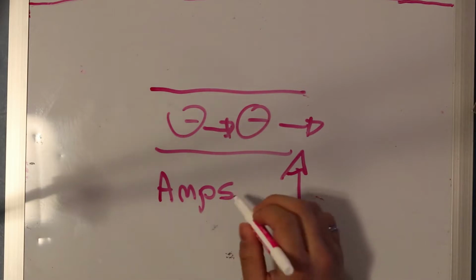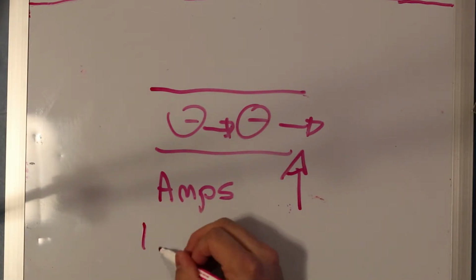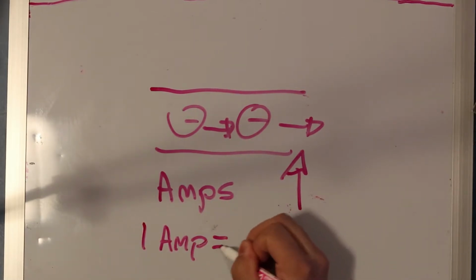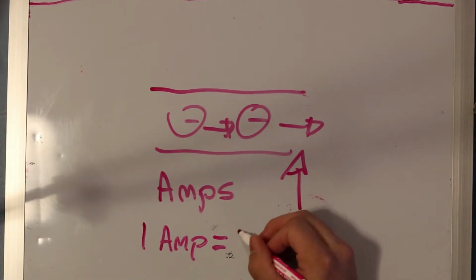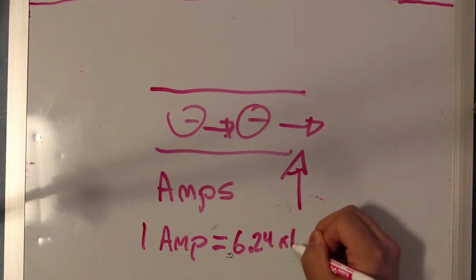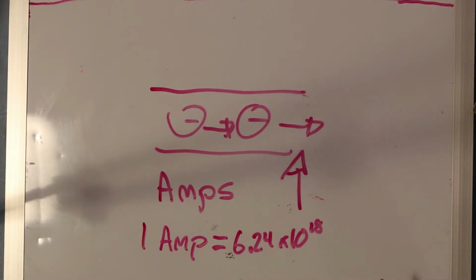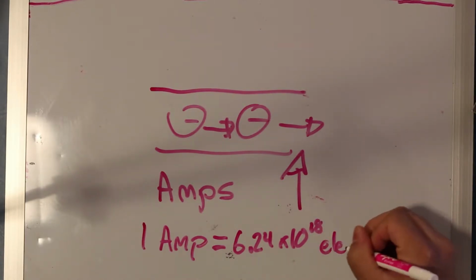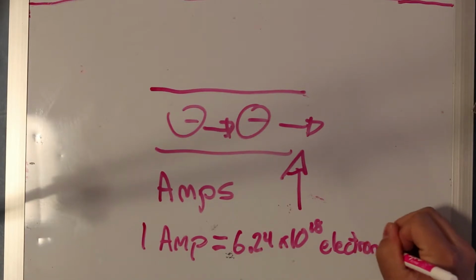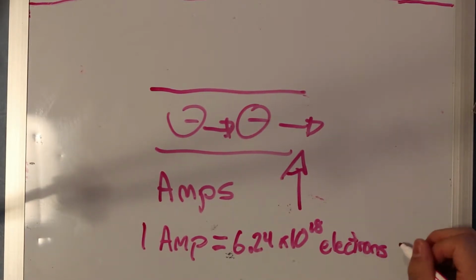And the fundamental measure of this is 1 amp is equal to 6.24 times 10 to the power of 18 electrons flowing through a certain point per second. Now, you don't need to remember the exact amount of electrons in a measurement of 1 amp. You just need to know that electrical current or flow is defined as a certain amount of electrons moving through a certain point per second.